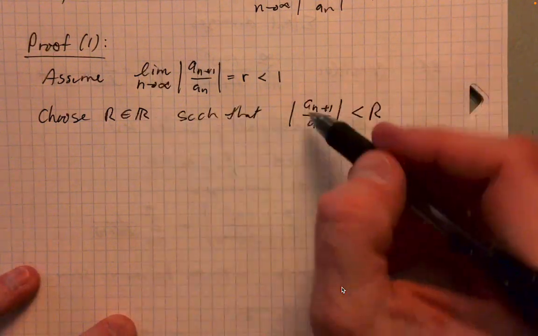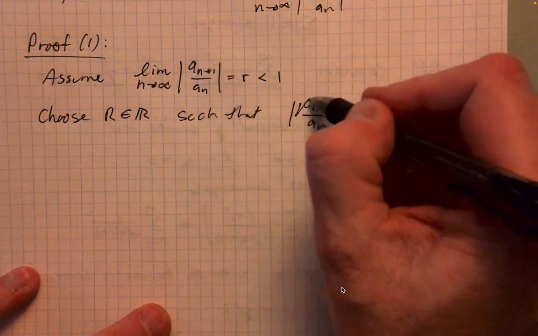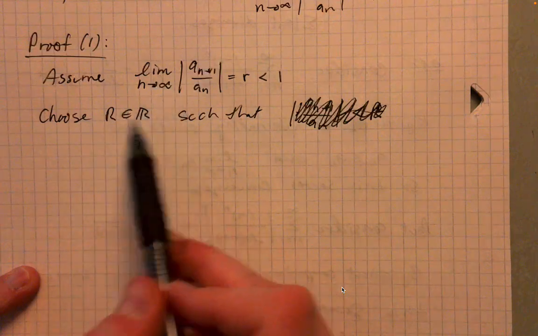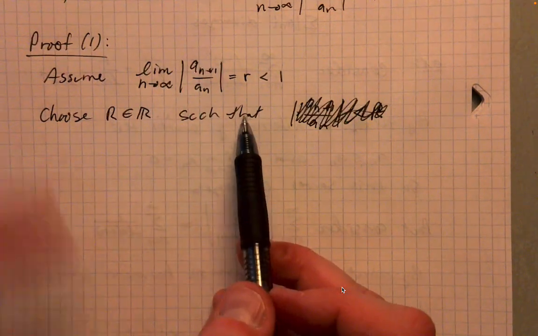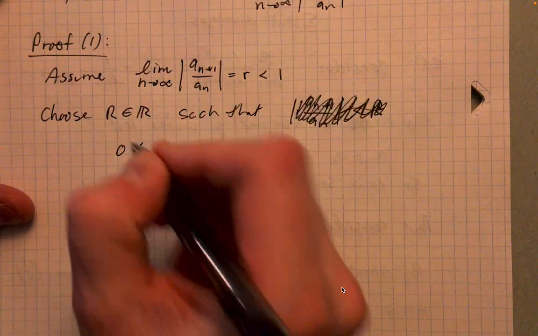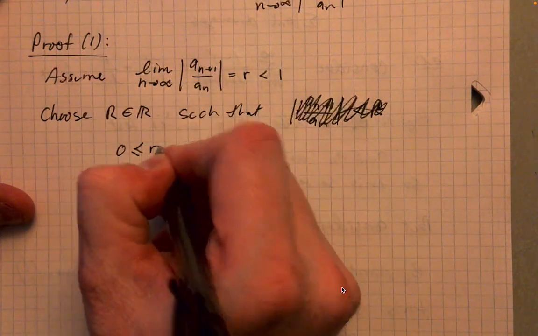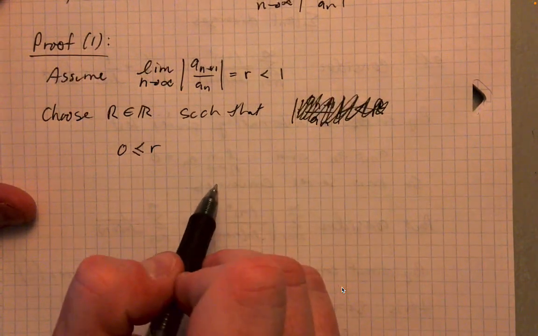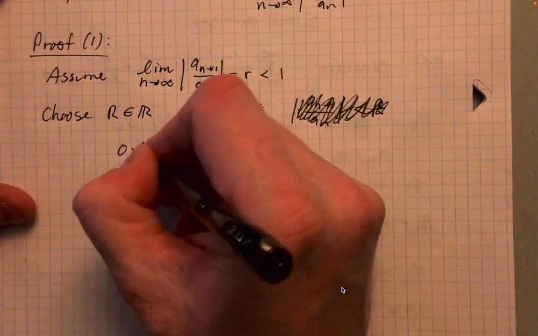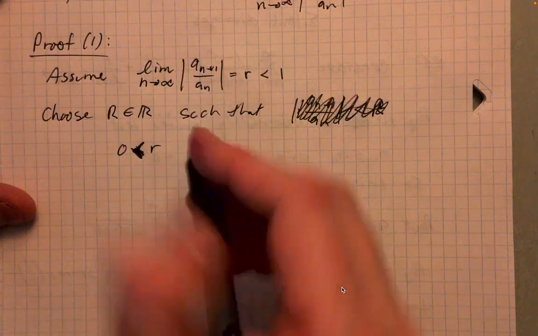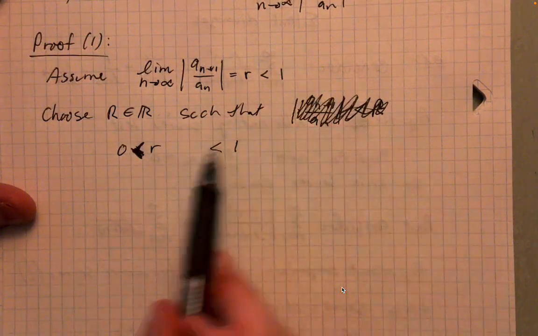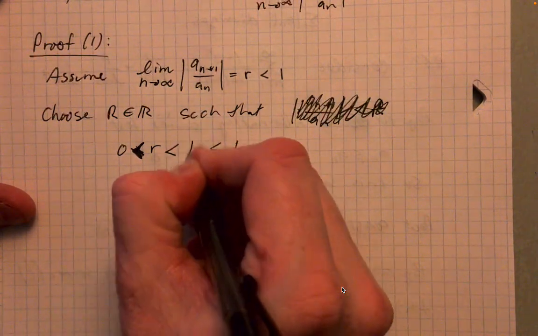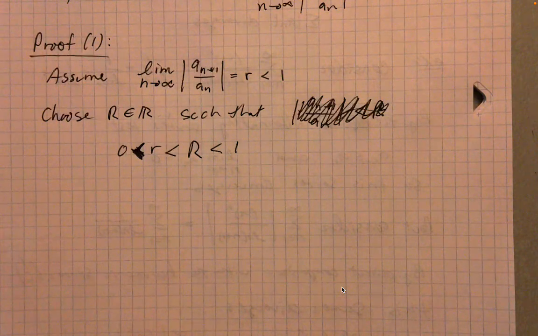Oh shoot, I'm sorry, let me step back, I skipped a line. Such that, okay, forget about that part first. All right, so we're choosing R, big R, a real number, such that 0 is less than or equal to little r, right? So we know that's true. And I think that should be strict. Let's keep that strict. So 0 is less than r, which is less than 1, and we're going to choose a big R between those two values, strictly between them. Okay, we can do that, right?